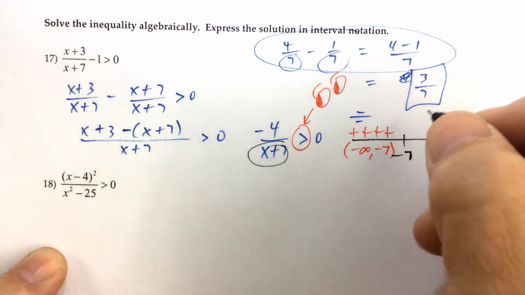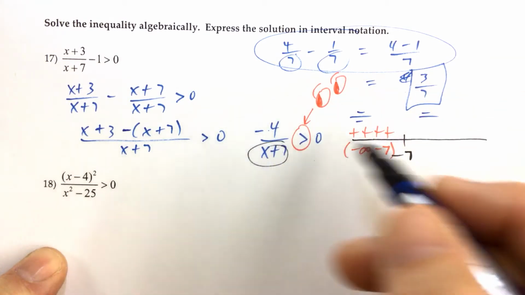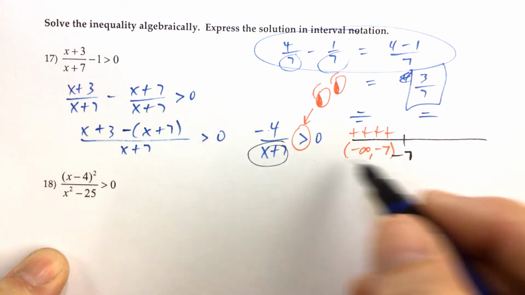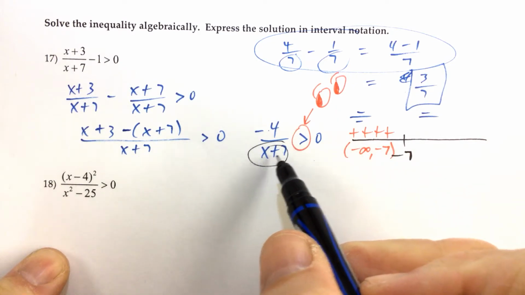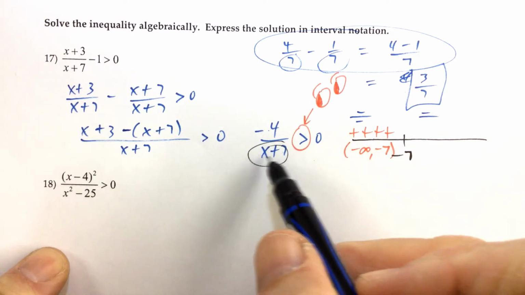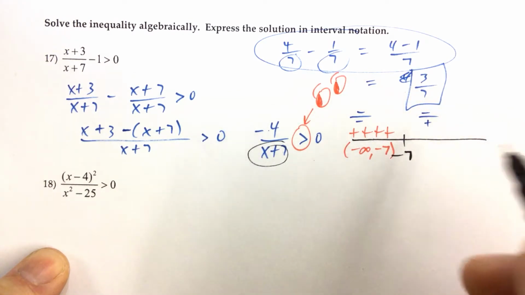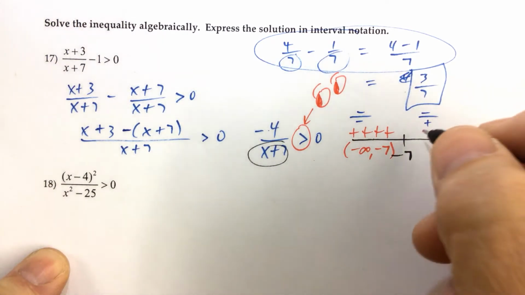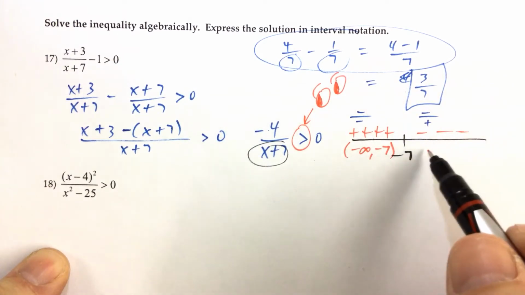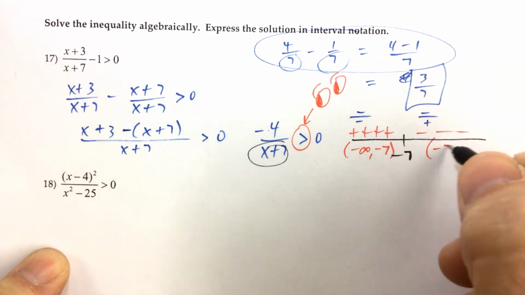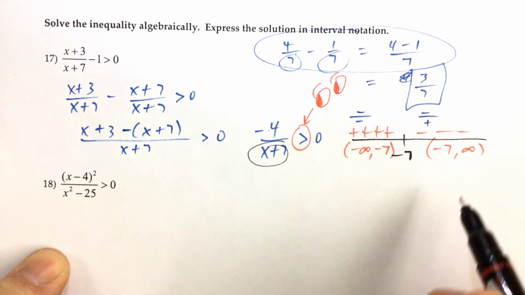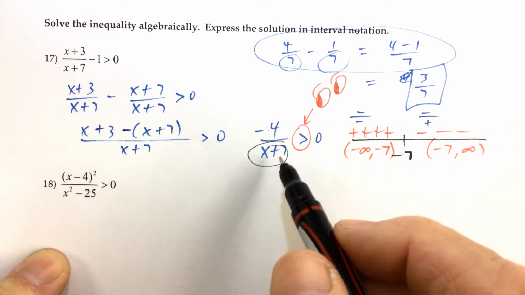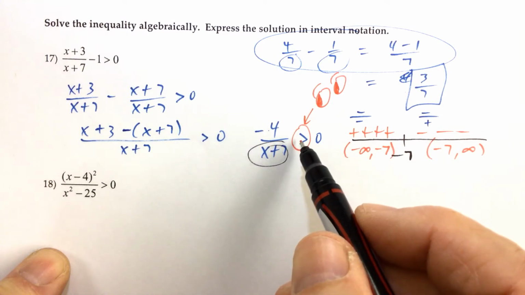Likewise, to the right of negative 7, the numerator remains negative because it's negative 4. But when you replace x in the denominator with a number greater than negative 7, like negative 6, negative 5, 0, the denominator is positive. Therefore, you have a negative divided by a positive, which is negative. So any real number from negative 7 all the way to infinity makes this fraction a negative number, and that would not make this a true statement.